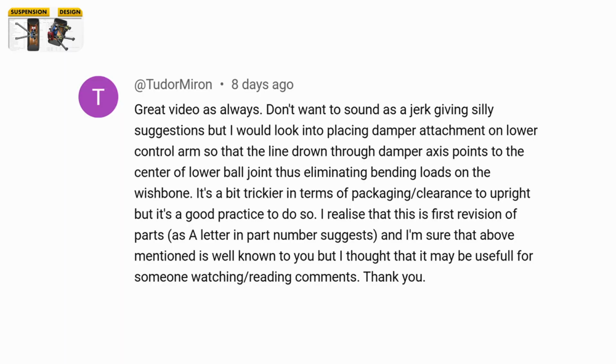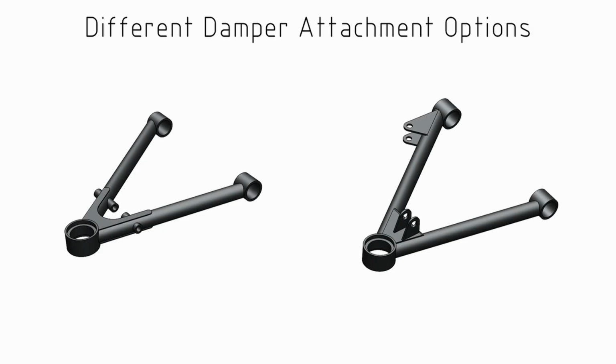Now, when it comes to the attachment of where the damper goes, I had a comment or a question from Tudor Miron, who asked whether I would look into placing the damper attachment on the lower control arm such that the line drawn through the damper access points aligns with the lower ball joint. Now, I normally would do that, and I think I probably am going to change the design to that.